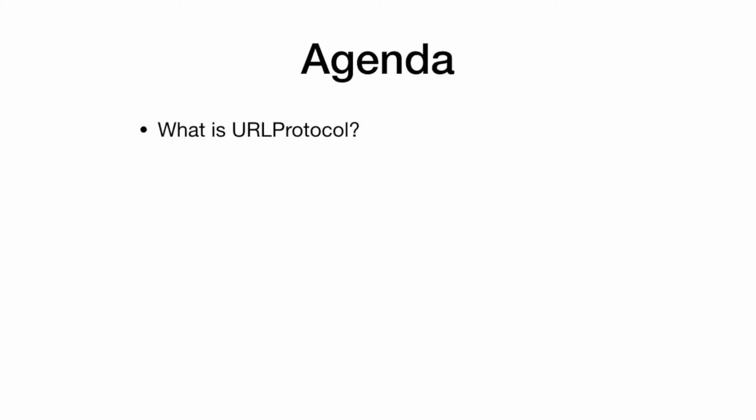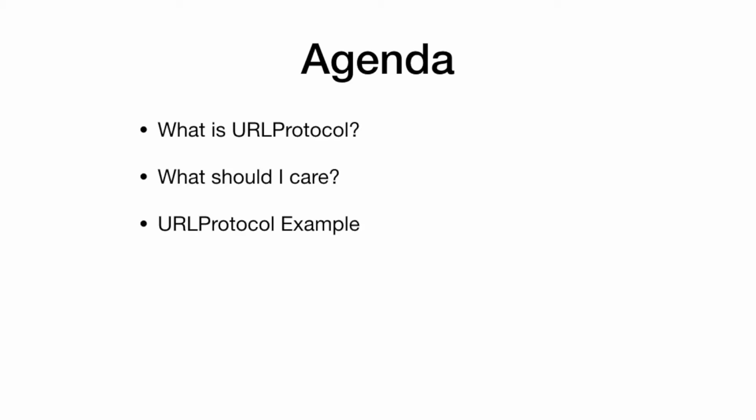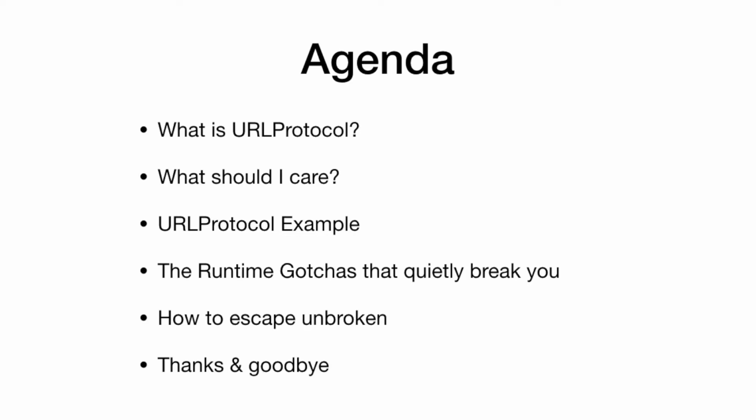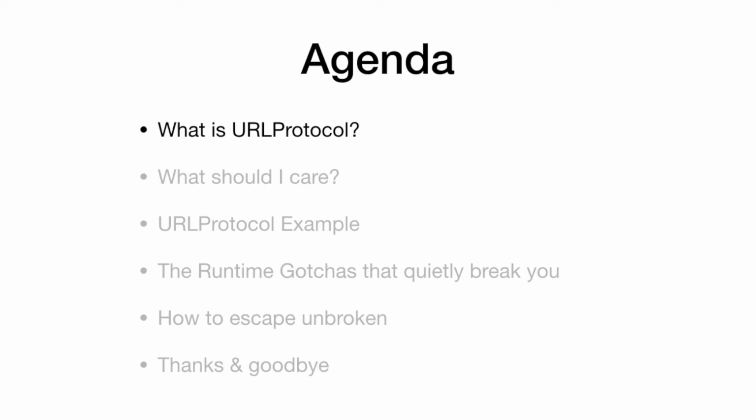So we're going to cover what is URL protocol, some reasons for caring about it if you haven't heard about it, and a quick example. And then there are some runtime gotchas that make you go absolutely crazy, and we'll cover two of them, and how to get out of there. And then that's all. So what is URL protocol?